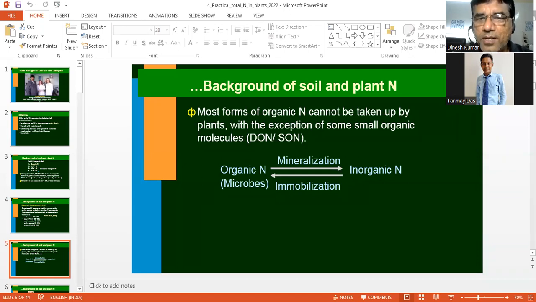Organic nitrogen is converted to inorganic nitrogen by mineralization, with the help of microbes. These microbes attack the organic matter which contains nitrogen, and mineralization results in inorganic nitrogen. It can happen the other way around also. This inorganic nitrogen can be converted into organic nitrogen through the process of immobilization. It depends upon the C:N ratio of the organic material. This also we will discuss in another lecture on organic matter.